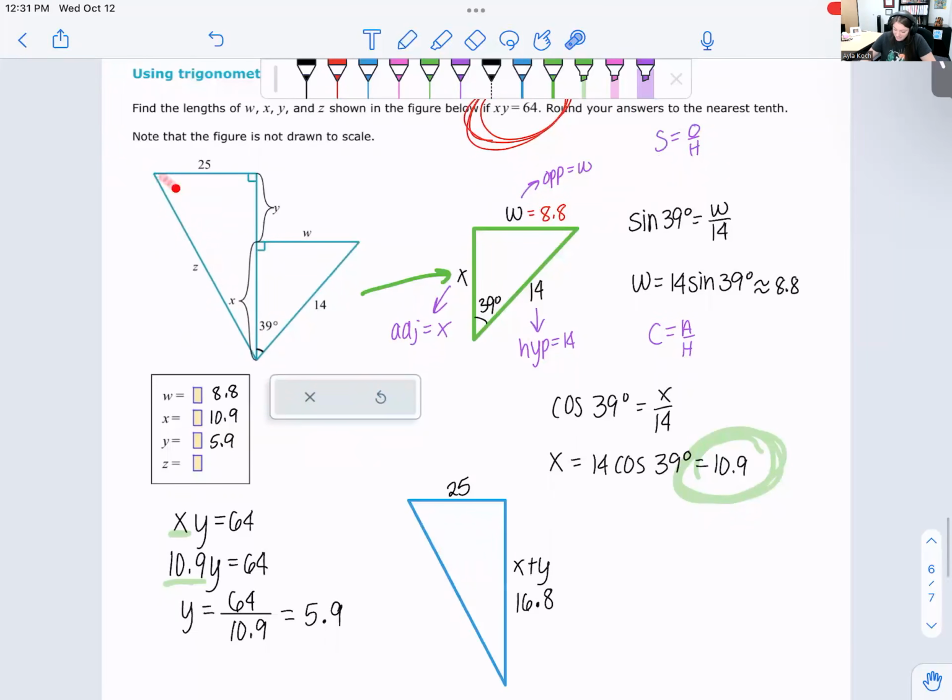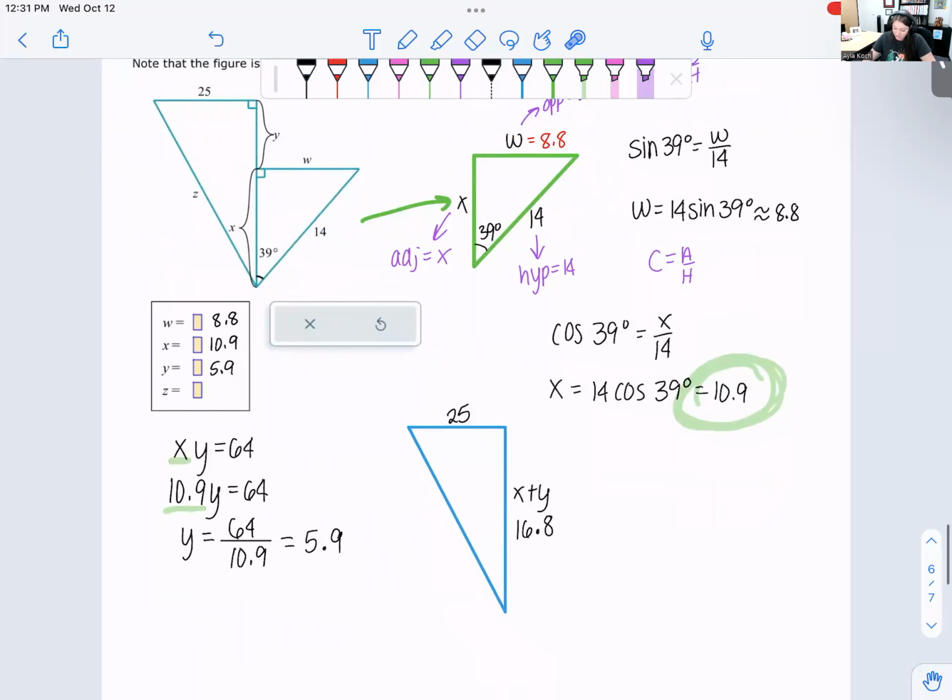If we need to find Z, which is the hypotenuse here, we can just use the Pythagorean theorem. This is going to be the square root of 25 squared plus 16.8 squared. And that gives me 30.1 for Z.